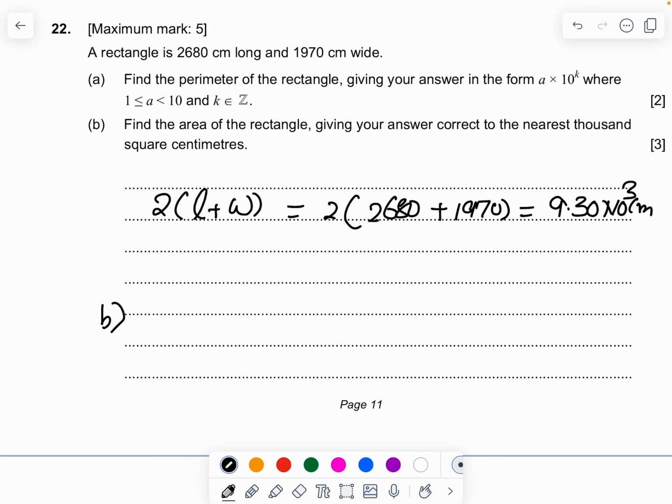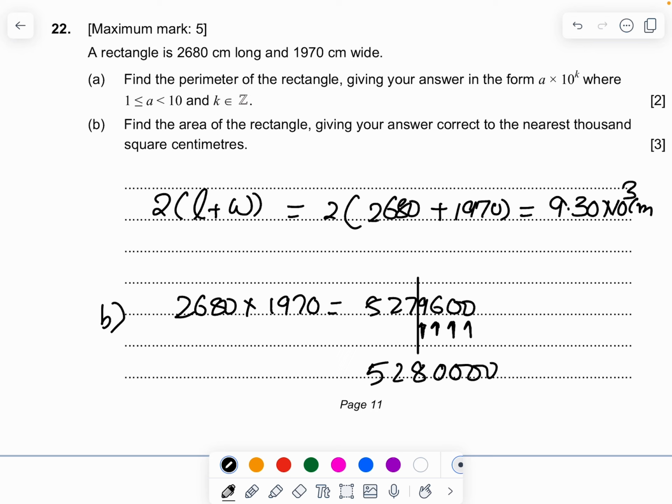So 2680 times 1970 is 527,960, and it is asking nearest 1000 square centimeters. Where is this, units, tens, hundreds, thousands. So draw the line over here and check. After that line it is more than 5, so it becomes 528 followed by 3 zeros, or it can be written as 5,280,000. That's going to be the answer.